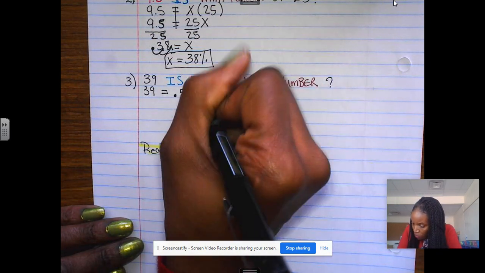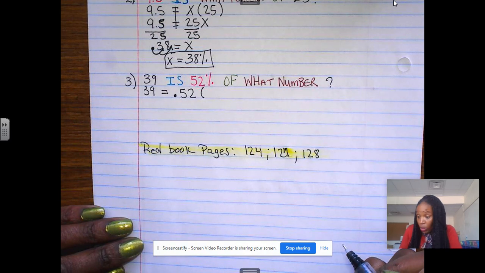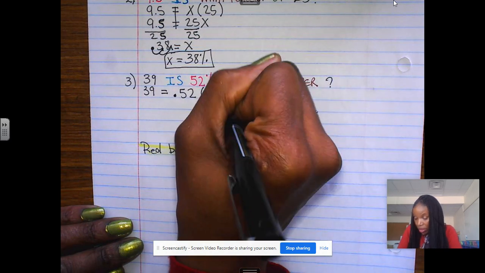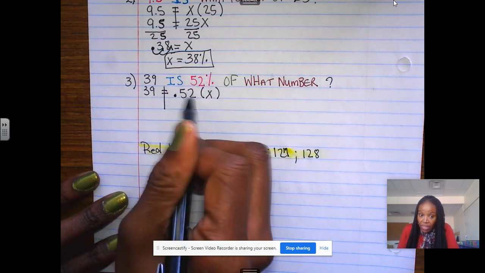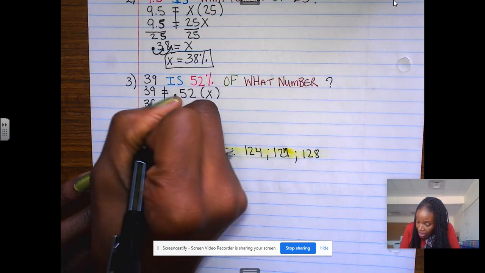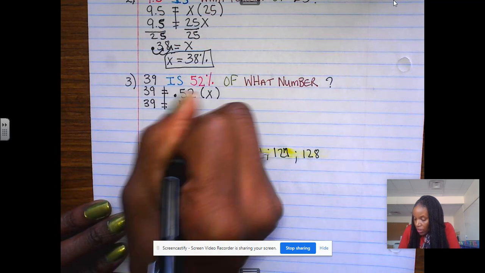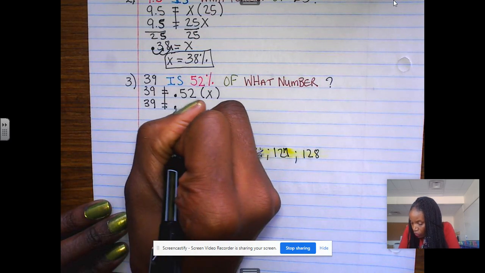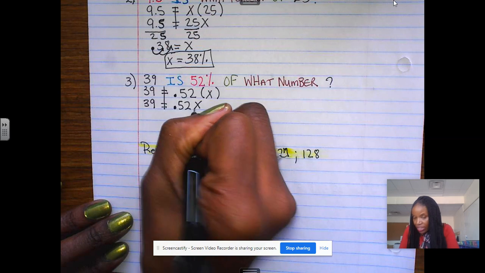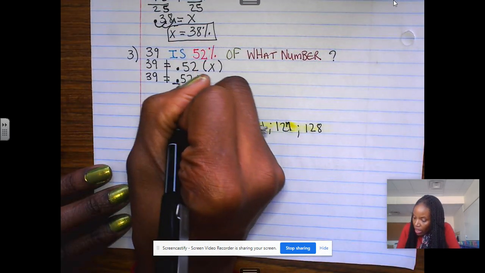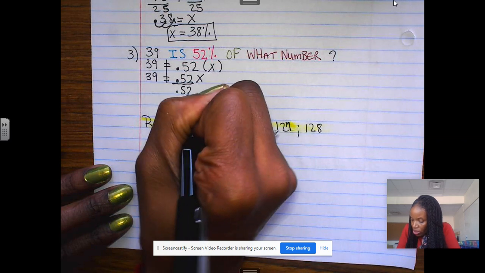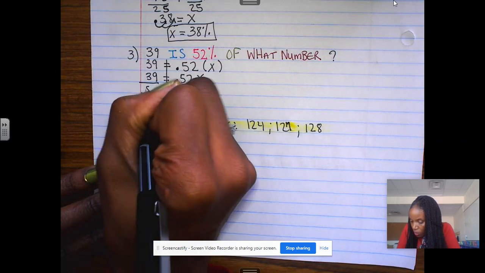That "of" is the multiply. And then what number? I don't know it. And then I'm going to close it out. And so then now, next step, I got to write these together. So I'm going to keep my 39 here, put my equal sign, and then just write these together. So 52 hundredths, x. To get x by itself, it's being multiplied together. So to undo it, I'm going to divide by 0.52 on both sides.